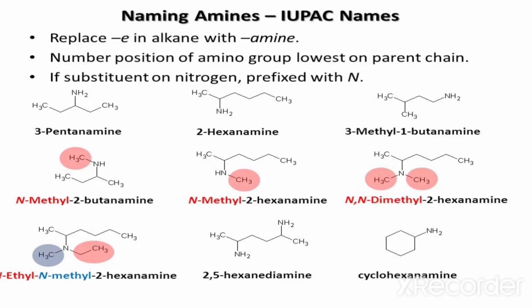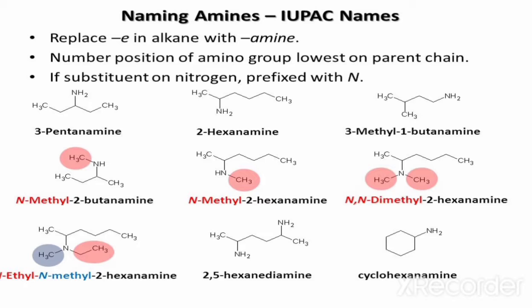And if there is a substituent on nitrogen, it is prefixed with N. It means that if the substituent is attached on the nitrogen or amine group, we have to name it with the addition of N and the group name, that is the alkyl group. And if the group is methyl, we will write it as N-methyl. So we will see the first example.